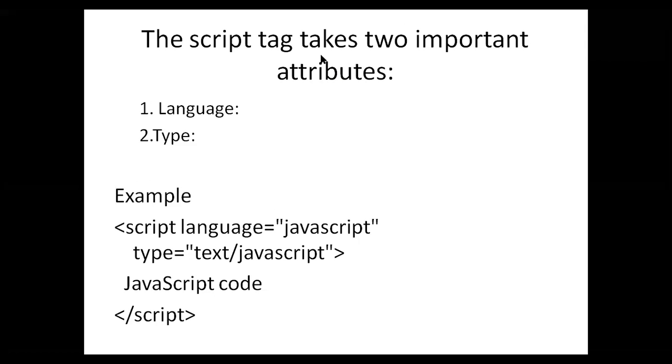Language means, for example, JavaScript is the language. So it selects the language, meaning that the language is JavaScript, and the next one is type. I mean text slash JavaScript. For example, txt is a file type that we are going to use. That is a type.